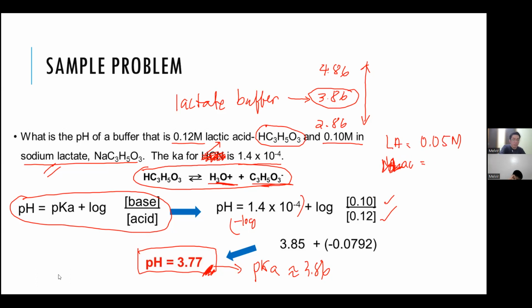Wait. Erase ko na lang. Your lactic acid is 0.05 molar. Tapos, yung sodium lactate mo ay, let's say, 0.04 molar. Can you calculate the pH, Josh? Calculate nga. Yan, ganun pa rin yan, base over acid. So, 0.04 over 0.05.